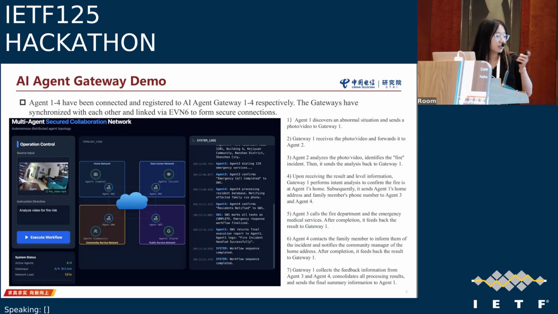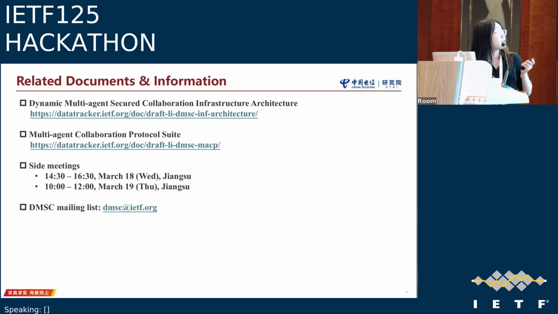You can see in the figure, we have two domains, and each domain has a gateway and an agent. The agents have different capabilities, such as video recording, video analysis, and alarming, which can call the fire policy, and an agent to contact the homeowners. They can collaborate with each other and complete the fire detection scenario. And we have proposed two related documents.